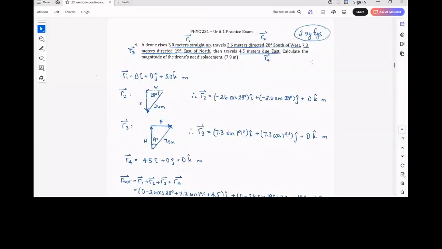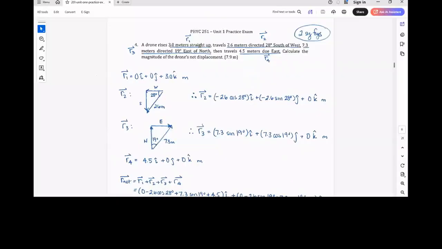For vector R3, now we're drawing 7.3 meters directed 19 degrees east of north. So I'll start in the north direction, which is like positive y, sweep toward the east, which is positive x, and the right triangle that I build out of that is going to have a hypotenuse that's 7.3 meters in magnitude. And if I break this down into components, I get a positive for the i hat direction and a positive for the j hat direction. Still no motion in the k hat direction. So the second two maneuvers do not actually bring the drone closer to the ground or further from it.